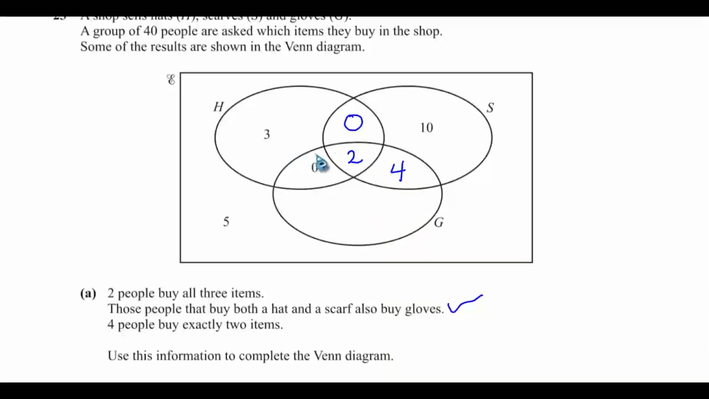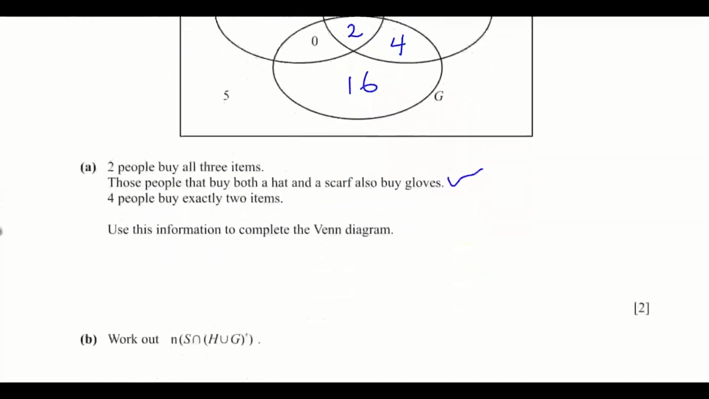So let's say 3 add 10, that would be 13. Add 4, that would be 17. Add 2, that would be 19, and add 5, that would be 24. So 40 minus 24, that would be 16. So you have 16 here. Okay, so that is how to complete the Venn diagram.